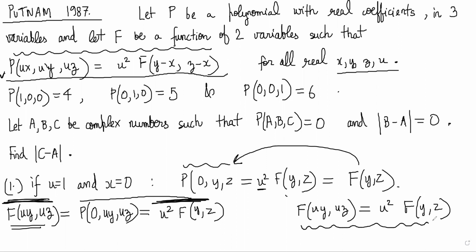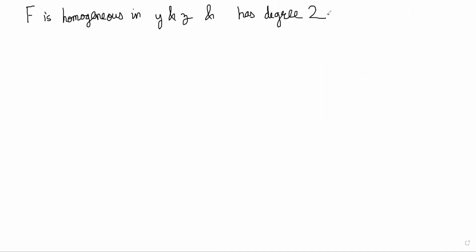So this is the definition of a homogeneous polynomial. We already know that f of yz is a polynomial, but this is the definition of a homogeneous function. And the function is homogeneous with degree 2 here because you are getting u square outside and f of yz here. So the 2 here is the degree of the homogeneous function. So what we have concluded so far is that f is homogeneous in y and z and has degree 2. How did we get this?